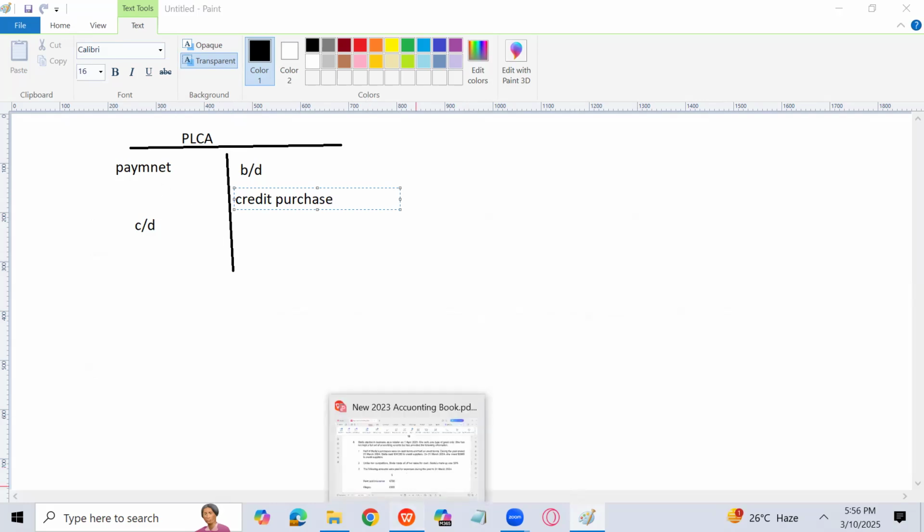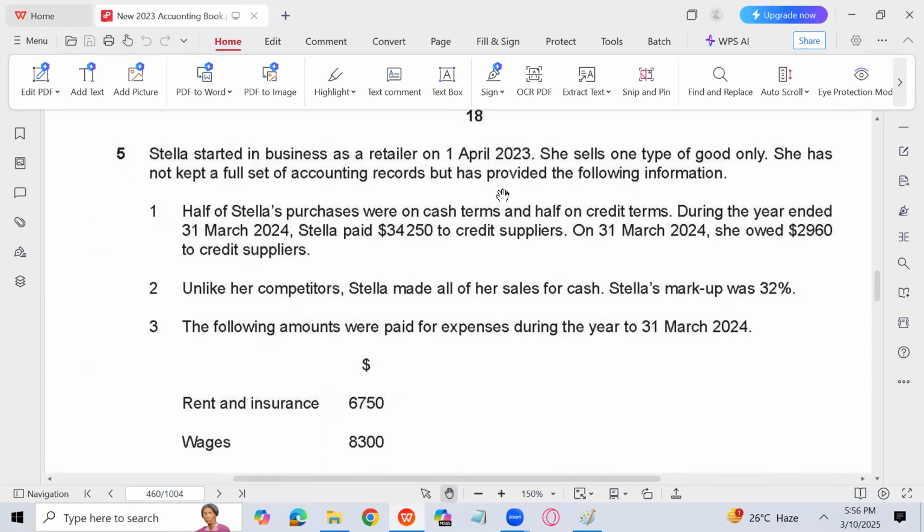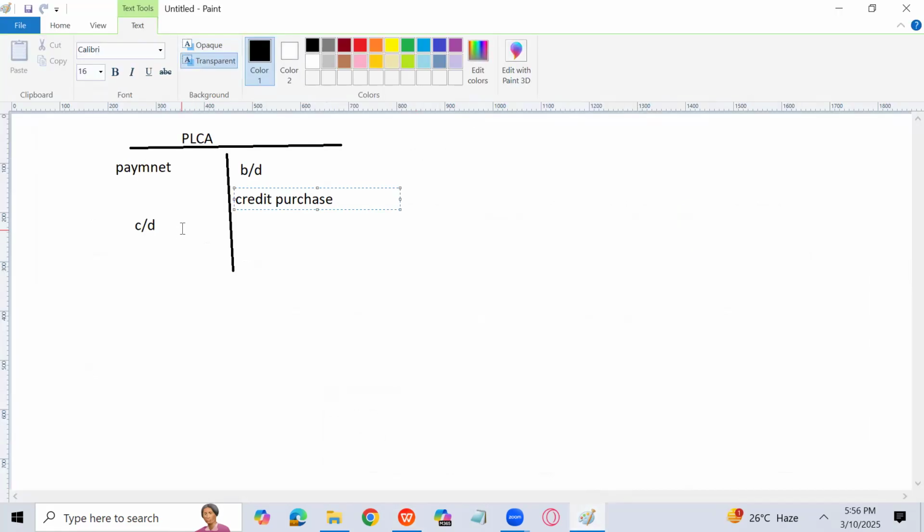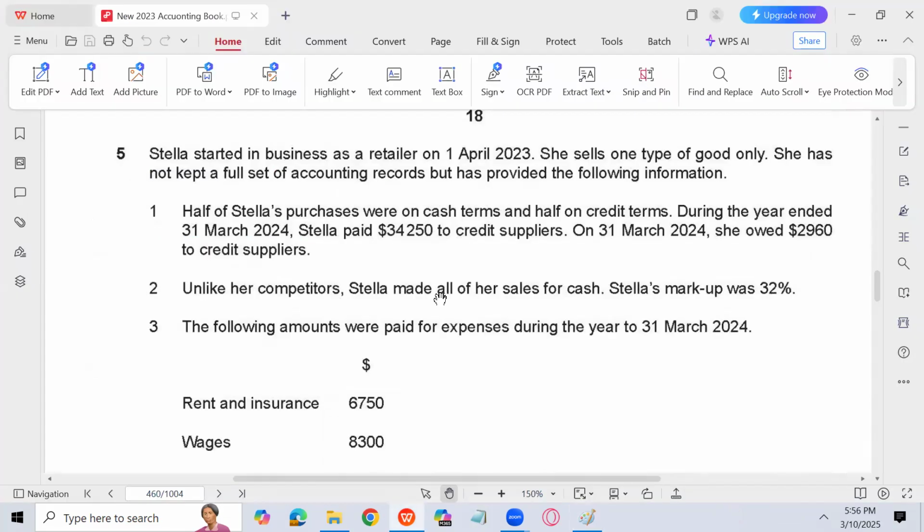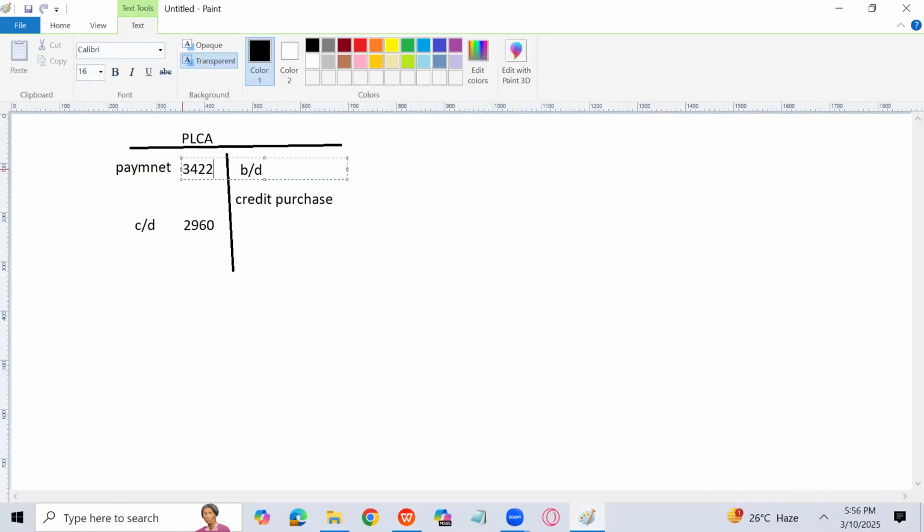If I look for the brought down, there is no brought down trade payable at the start. Trade payable at the end is given, 2960, which is the carried down. I will write here 2960. Then payment to trade payable is given in the question, that is 34250. The difference is going to be the credit purchases. So I can go for the total of payment to trade payable and find the credit purchases. Let me do that: 34250 plus 2960, 37210 is going to be the credit purchases.